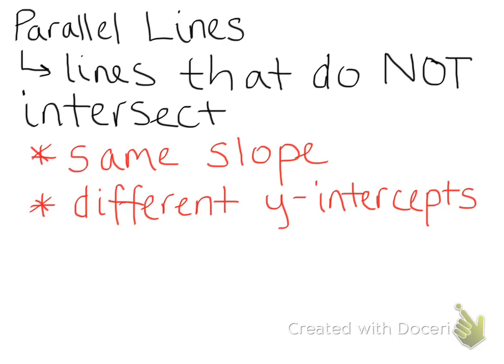So today we're learning about parallel and perpendicular lines. So go ahead and write this down right now. Parallel lines. These are two lines, or it could be more lines, that do not intersect. So that means that they don't cross, they don't touch. And the special thing about this when you look at the equation is one, they have the same slope, and two, they have different y-intercepts.